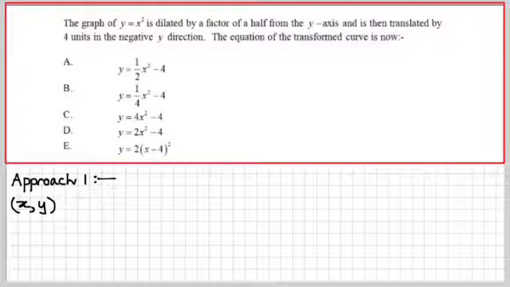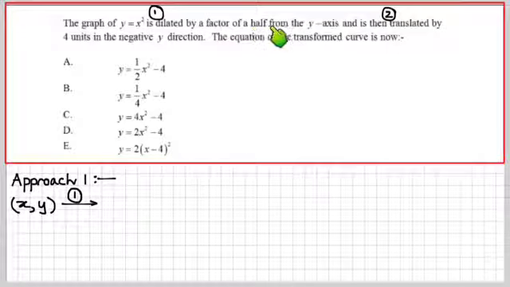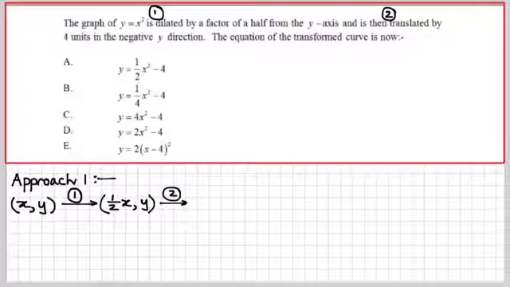You take any point x and y. Then after the first transformation, dilated by a factor of a half from the y-axis, you convert this into what that would be. Starting with x and y, you would end up with half x and y, wouldn't you? Because any x coordinate would go into half of what it was before. Now after the second transformation, what are we doing? We're translating it by 4 units in the negative y direction, therefore this is going to become a half of x and y minus 4.